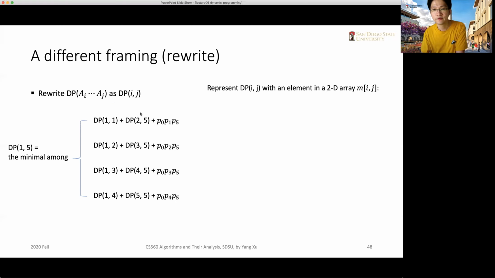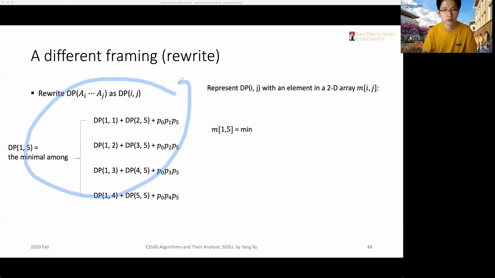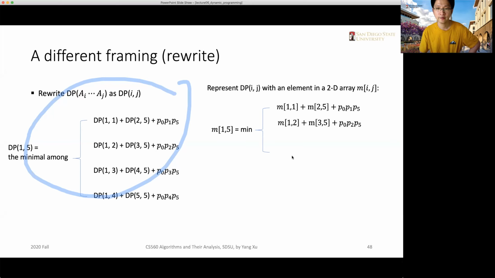So we can do the further simplification. We just write the whole part on the left with the new notation. So M indicates the solution to the problem from A1 to A5, which is the minimum among 4 choices: M11 plus M25, M12 plus M35, M13 plus M45, and so on.